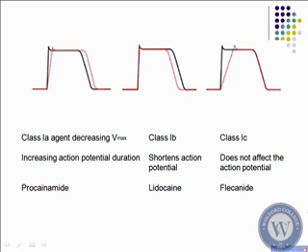In class 1B, it does the same thing, but what they don't show you in this is that it also shortens it this way, and it slides the actual depolarization effect, and shortens the action potential. And in flecainide, you don't see that effect. Instead, you see a very significant suppression of the sodium channel, and as a consequence, you'll get these arrhythmias to stop.